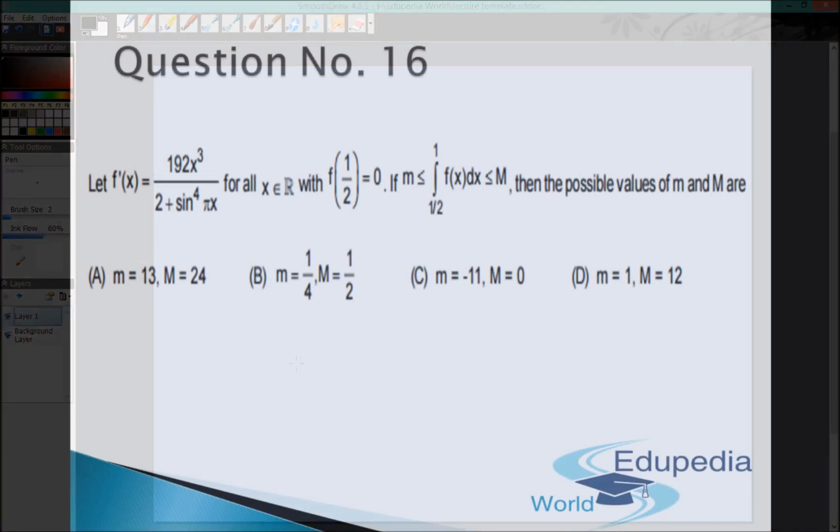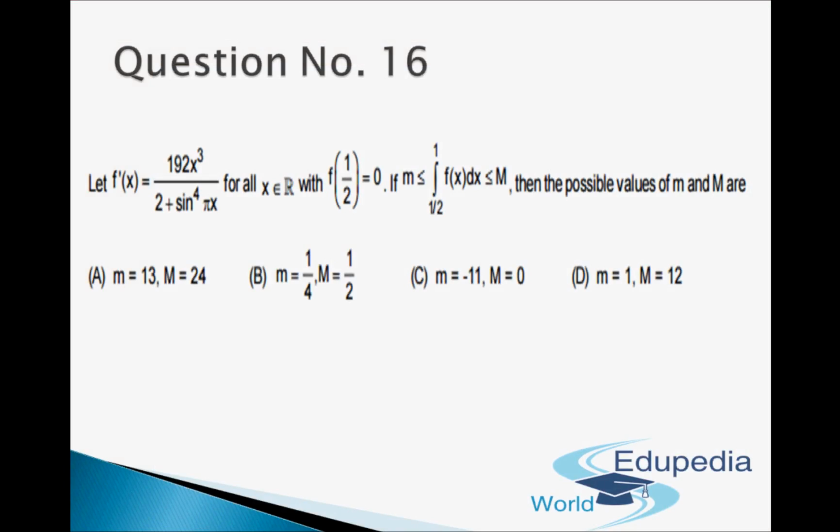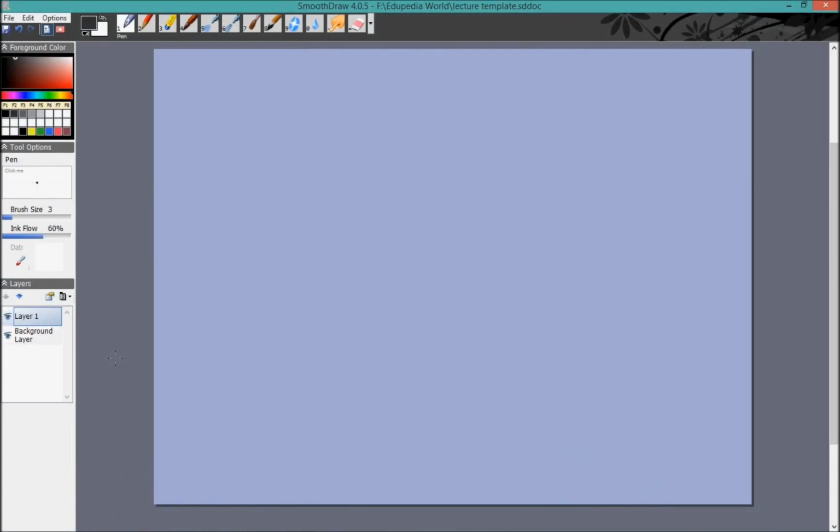Right. In the next question, we are given f dash of x is equal to 192 x cube by 2 plus sine to the power 4 pi x, right? And we are also given that f of half is 0.